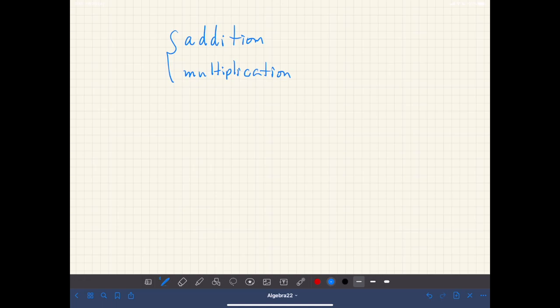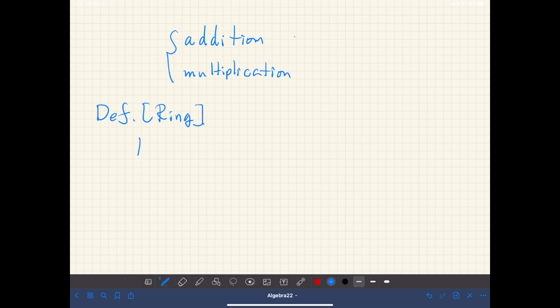And also they follow some rules involving addition and multiplication, such as distributive laws and commutative laws and so on. So we abstract these behaviors to define rings. So here is the definition of a ring.